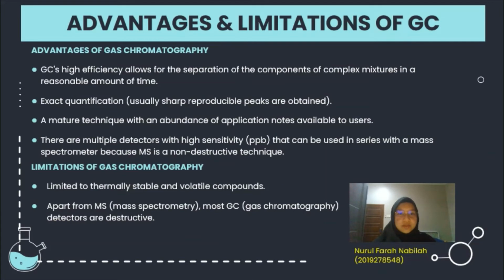Advantages of gas chromatography. Its high efficiency enables separation of the components of complex mixtures within a reasonable amount of time. Then, gas chromatography has exact quantification, a technique that has many applications. And lastly, since mass spectrometry is a non-destructive technique, there are multiple detectors with high sensitivity that can be used in series with it. For the limitations of gas chromatography, the technique is limited to thermally stable and volatile compounds only. Most gas chromatography detectors are destructive.